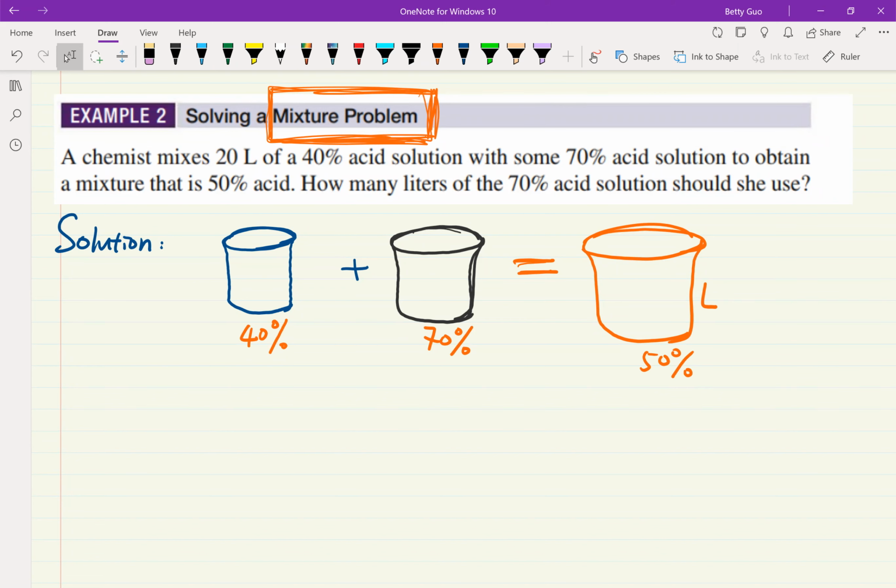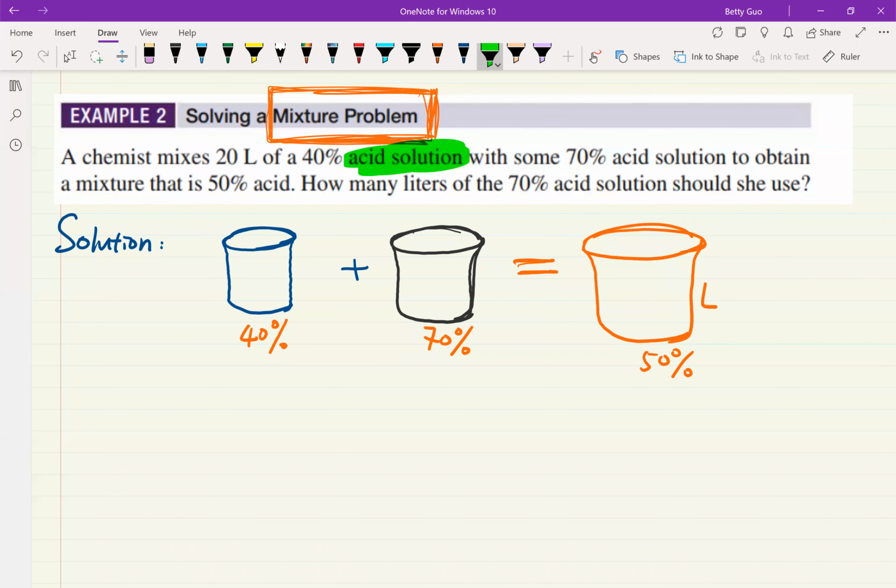Let's read the problem. We need to finish this in 12 minutes. A chemist mixes 20 liters of a 40% acid solution. Let me explain what an acid solution is. A solution means water with something. So salt solution is water with salt, sugar solution is water with sugar. Acid solution is water with acid. You pour more water, then the acid density is lower, right? If you put a little water, then the density would be higher.